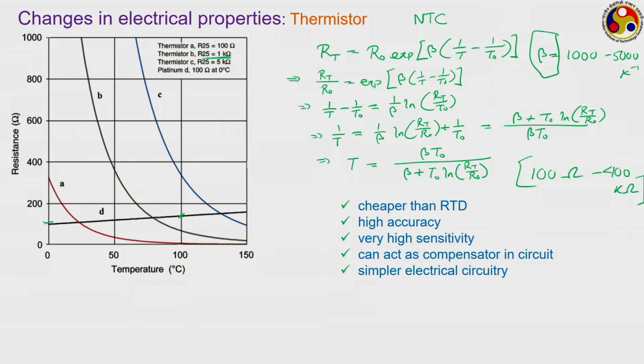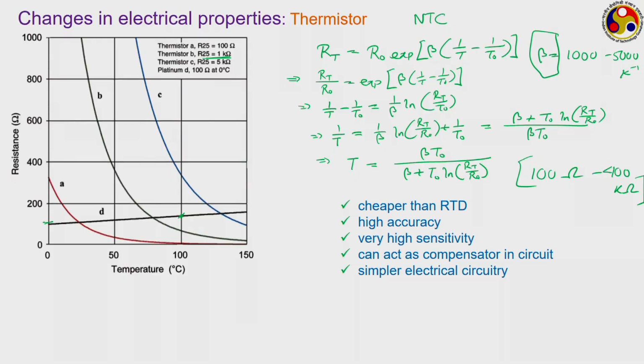We can also have certain special linearizing circuits, so that we can get voltage as a linear output function of the change in temperature. There are several options we can have in terms of the corresponding circuit.